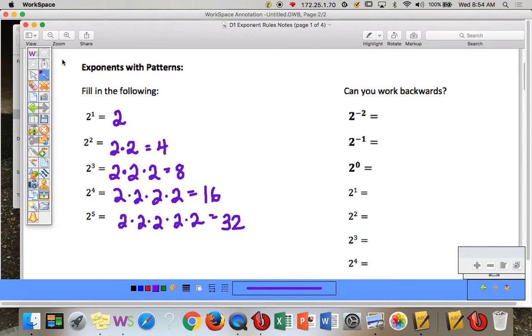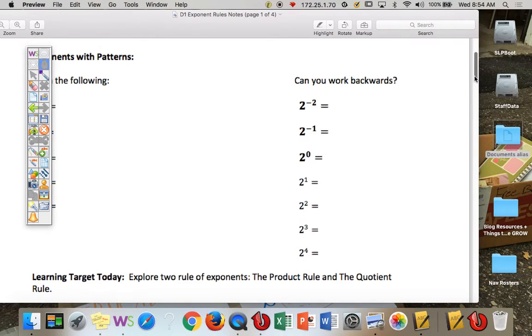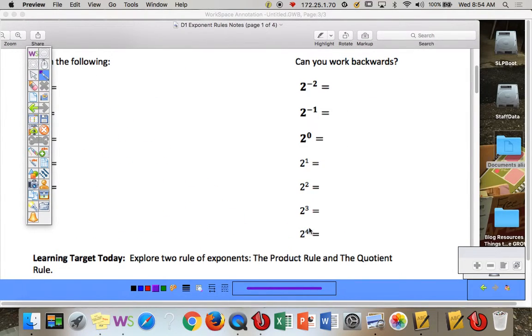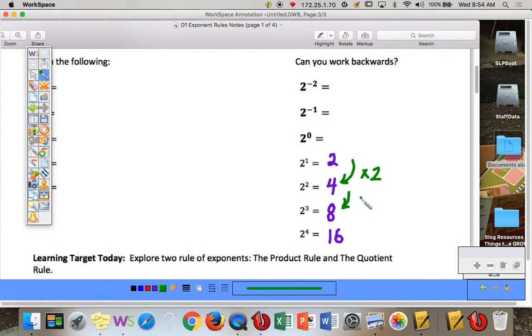So let's use that fact to work backwards. So now we're on this side right here. I'm just going to write in the answers right here. So 2 to the fourth was 16. 2 to the third was 8. 2 squared was 4. 2 to the first was 2. So remember what we did here is we multiplied by an extra 2 every time to get the next answer.